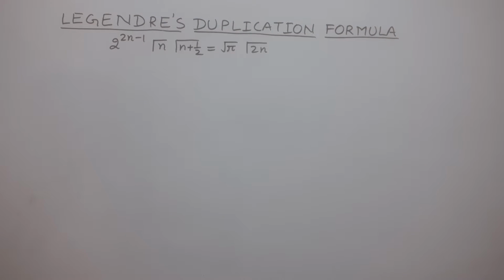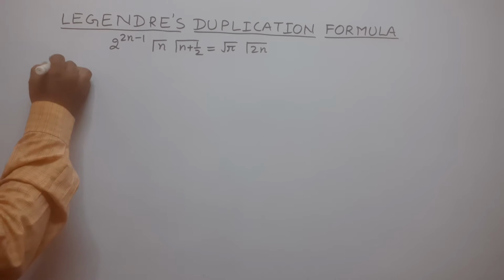Students, today we study Legendre's duplication formula, which is 2 to the power 2n minus 1 multiplied by gamma n multiplied by gamma n plus 1 by 2 is equal to root pi multiplied by gamma 2n. आज हम लोग लीजेंडर्स डुप्लीकेशन फार्मूला के बारे में पढ़ेंगे। Legendre's duplication formula is 2 to the power 2n minus 1 multiplied by gamma n multiplied by gamma n plus 1 by 2 is equal to root pi multiplied by gamma 2n.